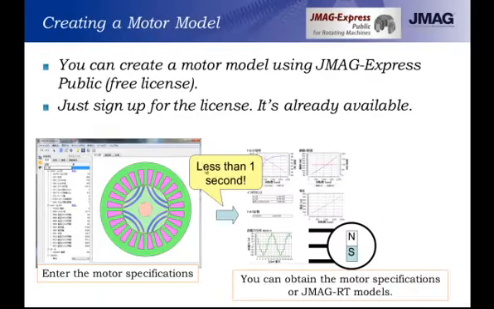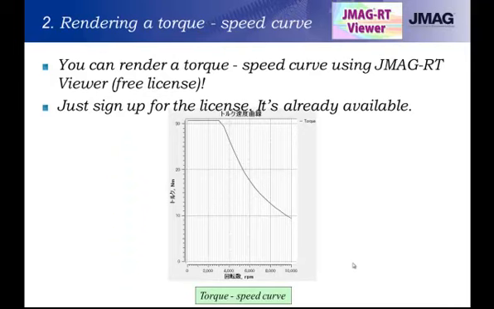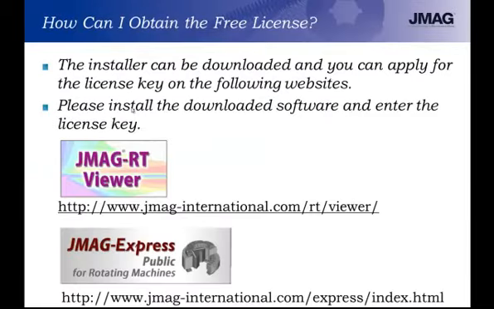So in creating a motor model, again, JMAG Public is a free license. So we set up the model and then we click the Solve button, and again, same parameters that we had seen before. And then we generate that RT model block. So the torque speed curve in JMAG-RT Viewer can be done for free. So obtaining a free license, the installer can be downloaded, and you can apply for the license key on the JMAG International website, download the software, and then write in and apply for the license, and you can get JMAG Express Public and the free version of JMAG-RT Viewer.